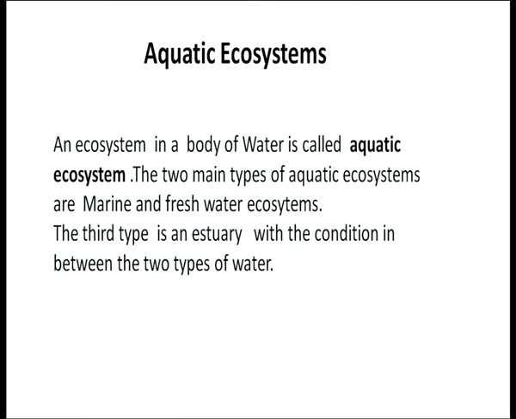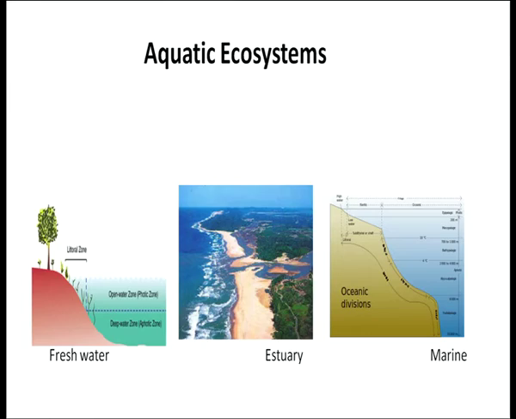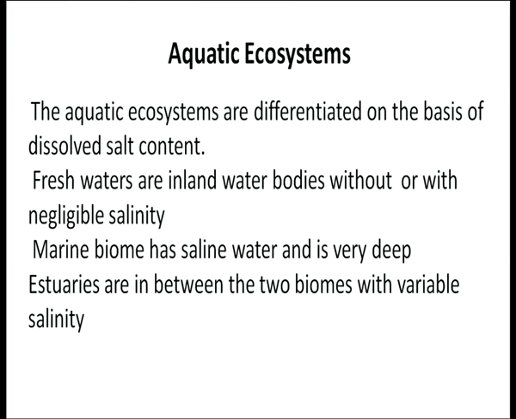As we have already studied, an ecosystem can be divided into two types, aquatic and terrestrial. The aquatic ecosystems are in bodies of water. The two main types of aquatic ecosystems are marine and freshwater ecosystems. The third type, the estuary, is a condition in between the two types of water bodies. These are the three different types of ecosystems: the freshwater, estuarine and marine. The freshwaters are inland water bodies with no or negligible salinity. The marine biome has saline water and is very deep. Estuaries are in between two biomes with variable salinity.